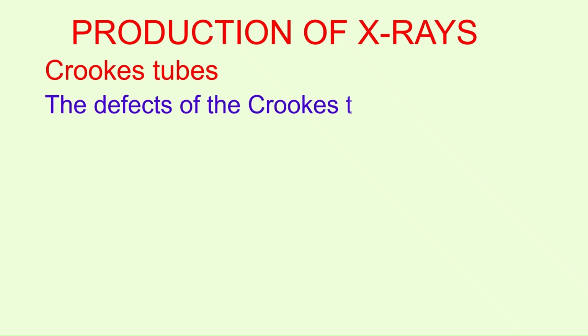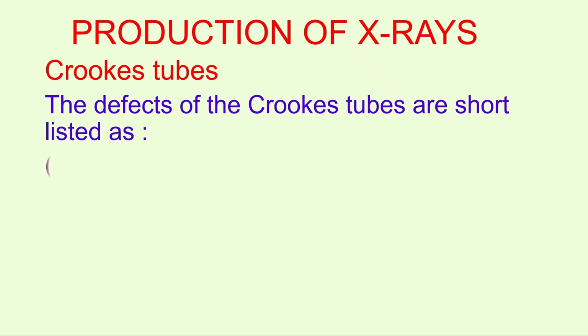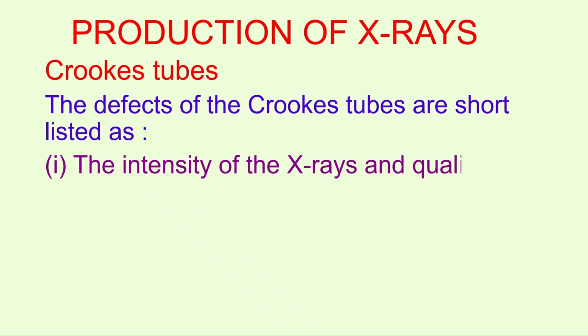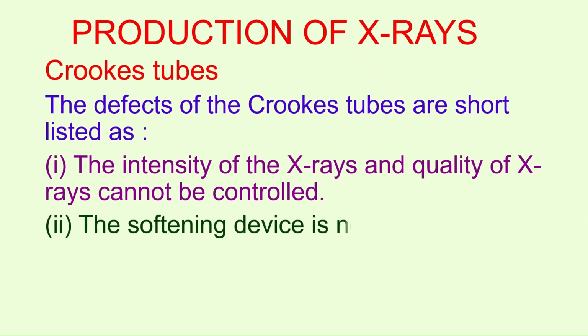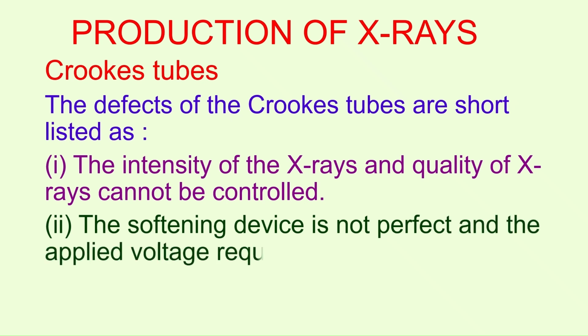The defects of the Crookes tubes are shortlisted as: 1. The intensity of the X-rays and the quality of X-rays cannot be controlled. 2. The softening device is not perfect, and the applied voltage required is very high.